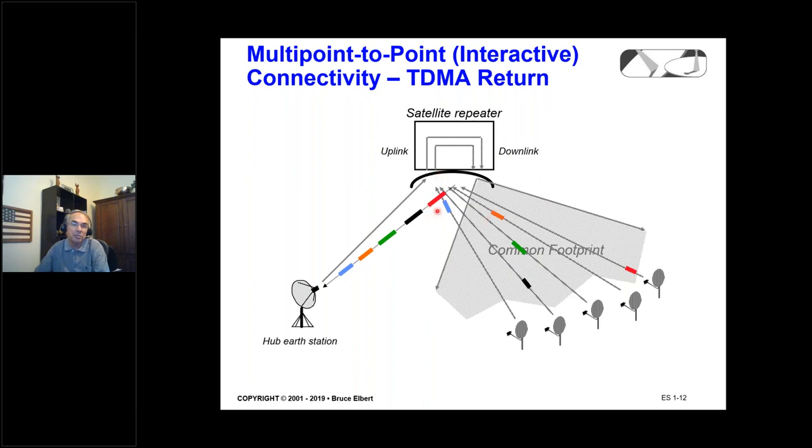So they are spaced out according to a time plan, a synchronization plan, so that when they're repeated, they end up going back to the teleport, or the hub station, as we more likely call it, in a non-interfering, non-overlapping manner. So that's called time division multiple access, or TDMA. I'm sure you're all familiar with that.